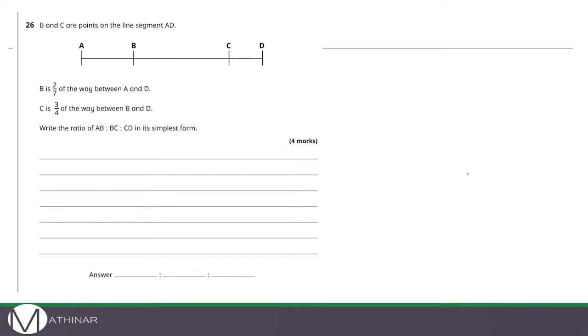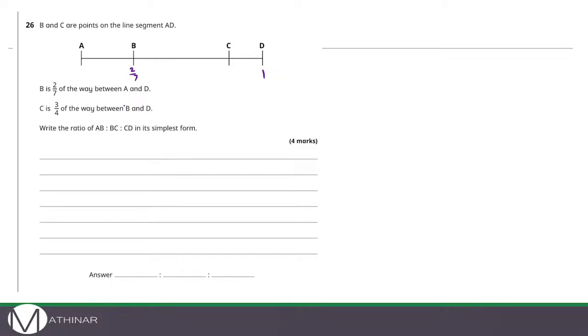B and C are points on a line segment AD. Okay, so B is 2/7 of the way along A and D, yeah. C is 3/4 of the way between B and D. So that's 1. And this is 3/4 of the way from there to there. Work out the ratio of A to B, B to C, and C to D. Okay, so this is an interesting question. I've not seen this one before.